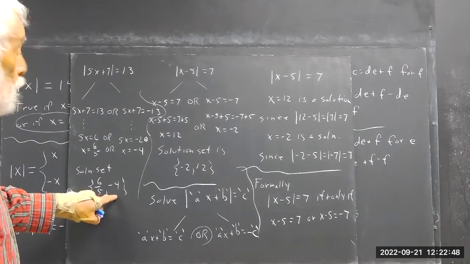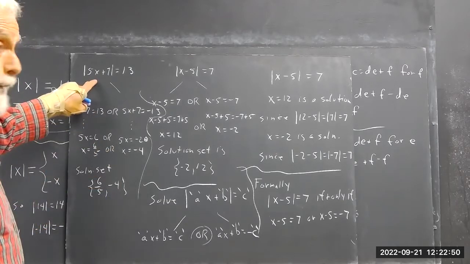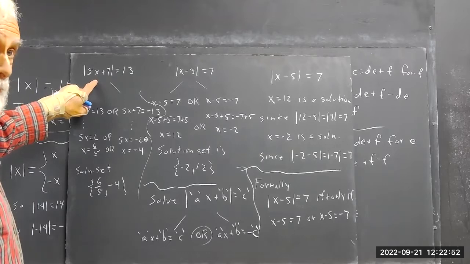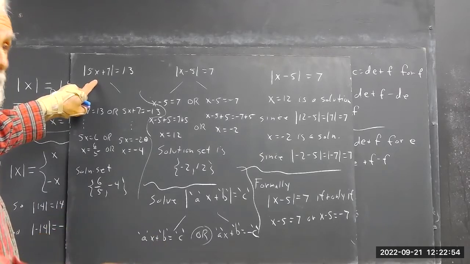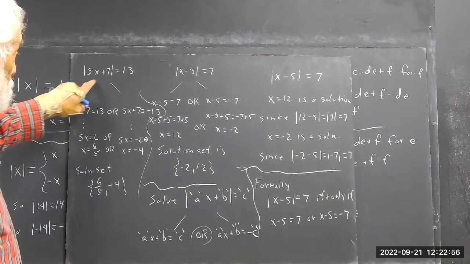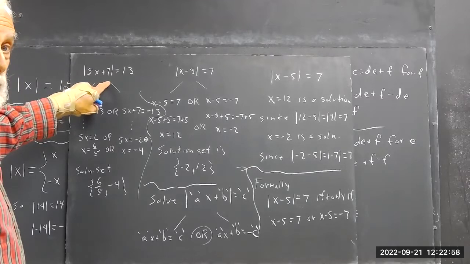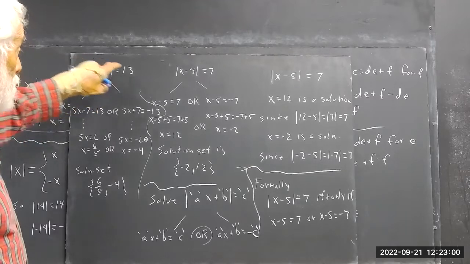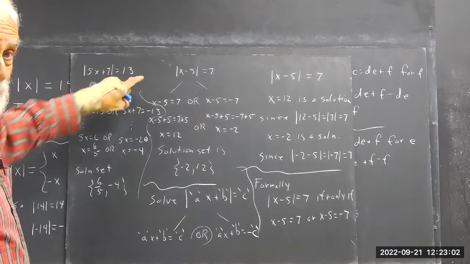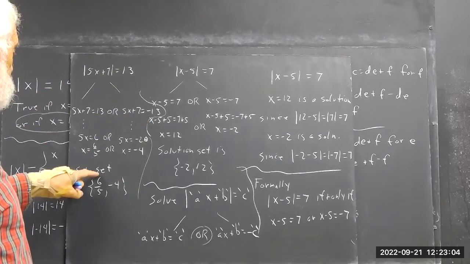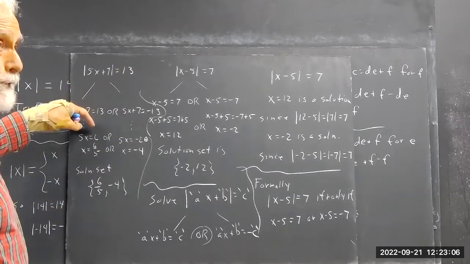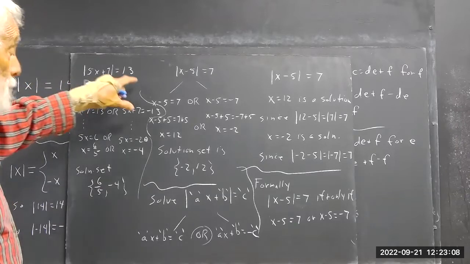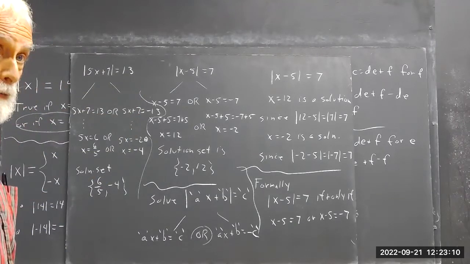If I put -4 in here, what's 5 times -4? Well, you don't have enough fingers. I can't ask you to answer, but it's -20. -20 plus 7 is -13, and the absolute value of -13 is 13. And if I put 6 fifths in here, 5 times 6 fifths is 6. 6 plus 7 makes 13. So it checks out.